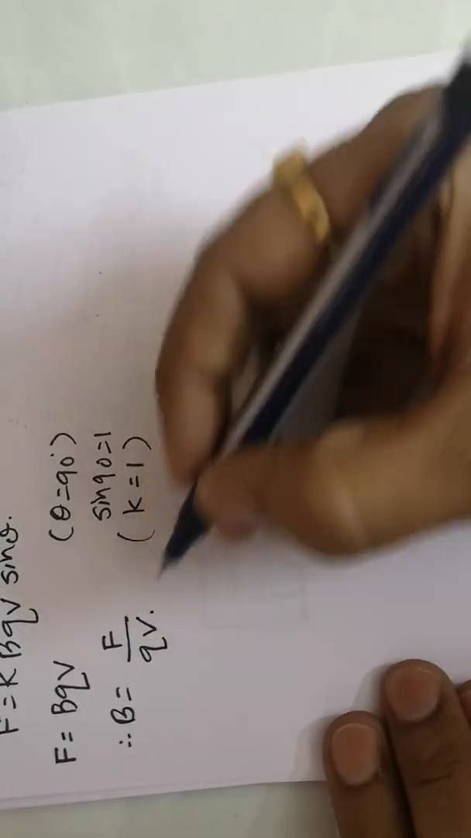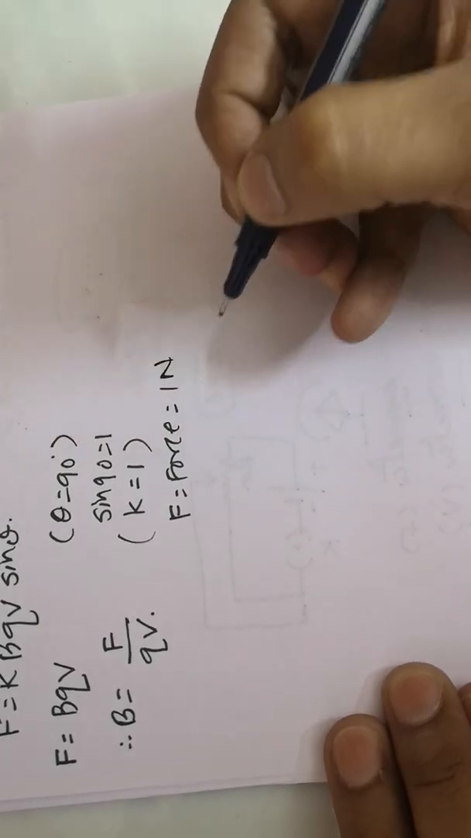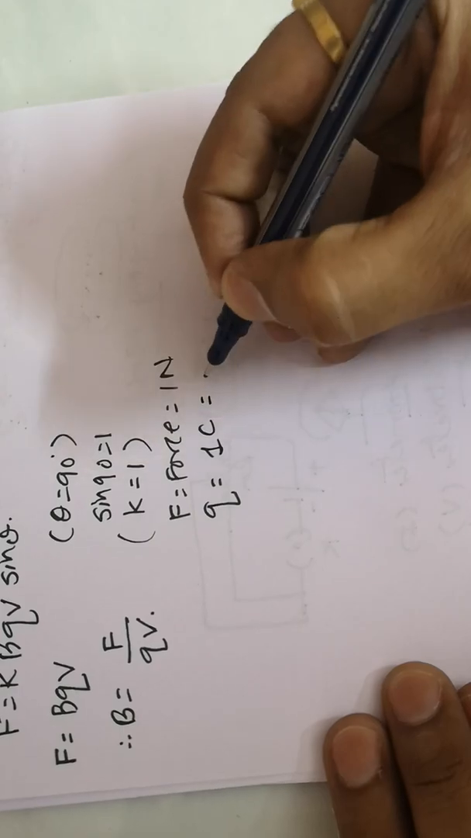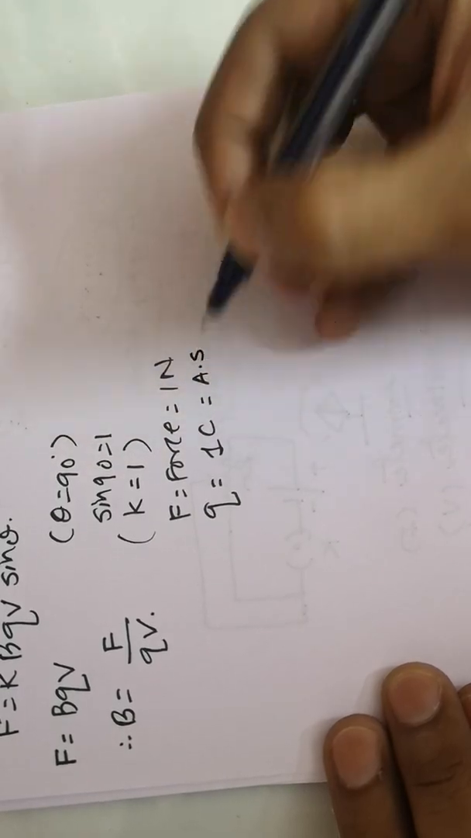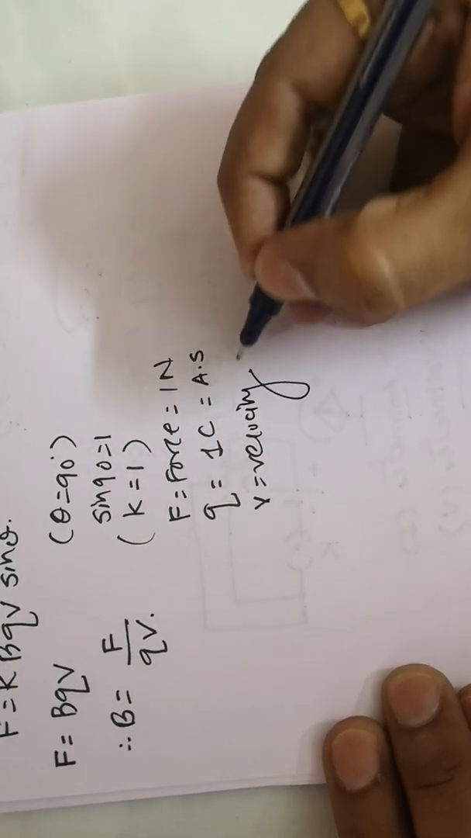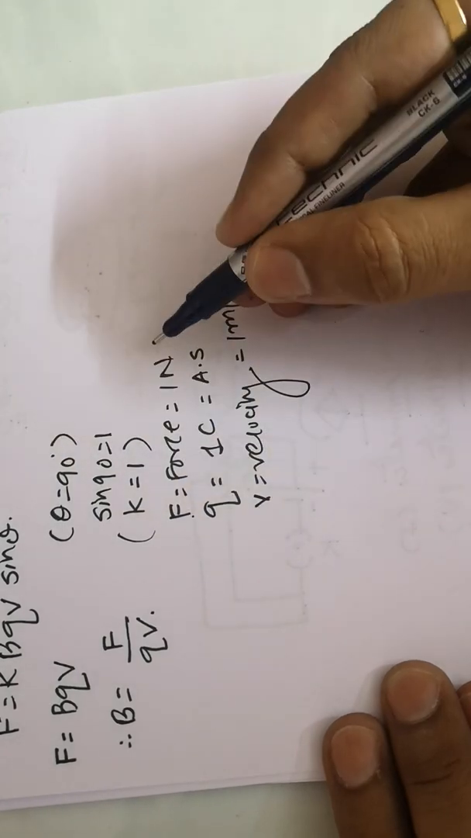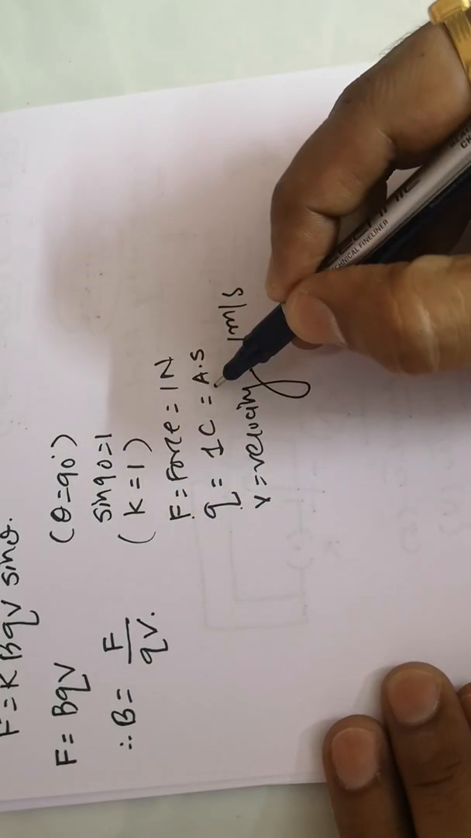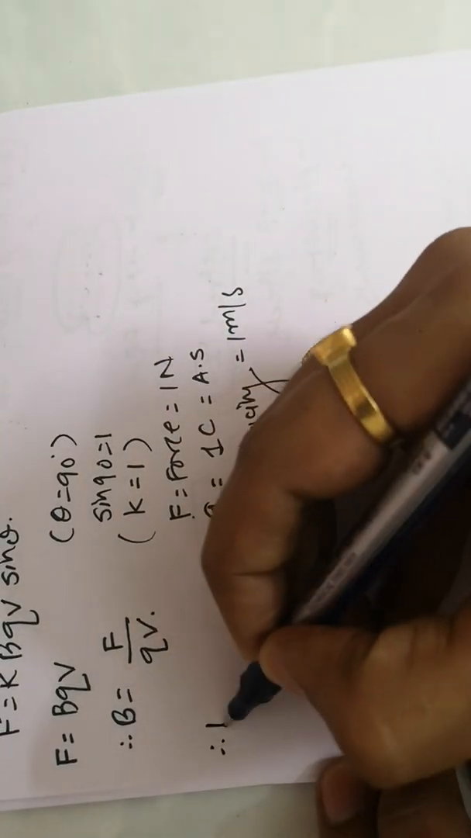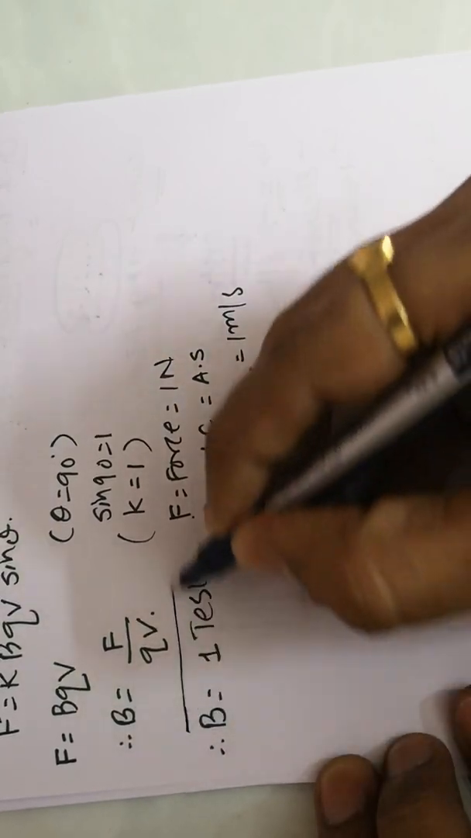You are aware about F, the force. Its unit is Newton, 1 Newton. Q is charge, in coulomb, 1 coulomb, or you can say Q equals IT, ampere into second. V is velocity, with unit meter per second. If my force is 1 Newton, my charge is 1 coulomb or ampere into second, and my velocity is 1 meter per second, I can say that it has the unit 1 Tesla.